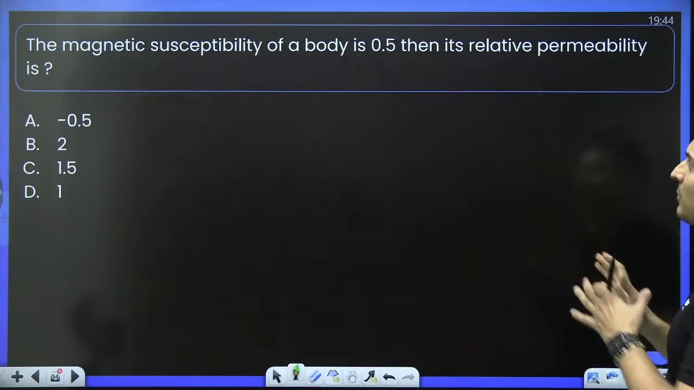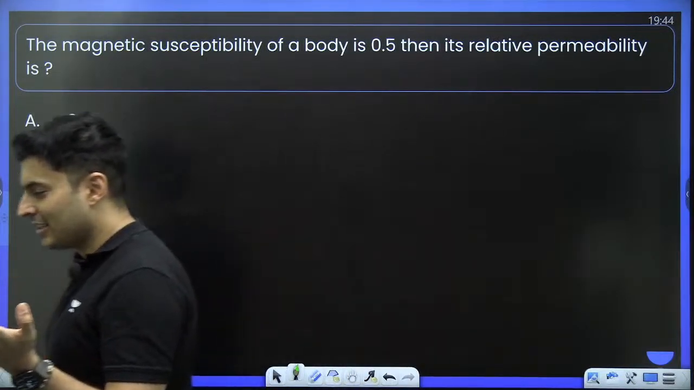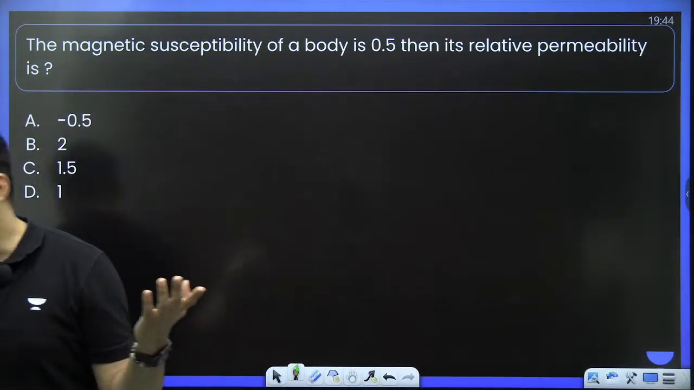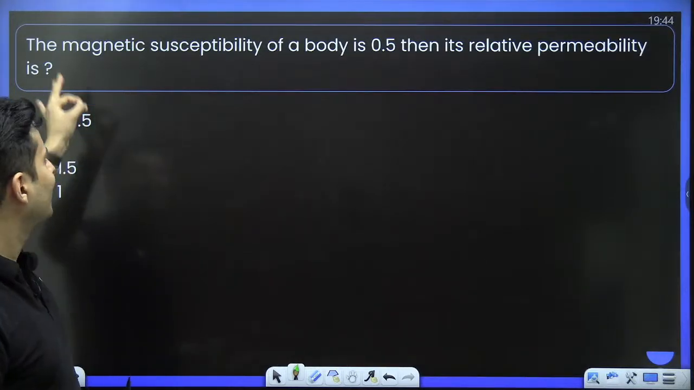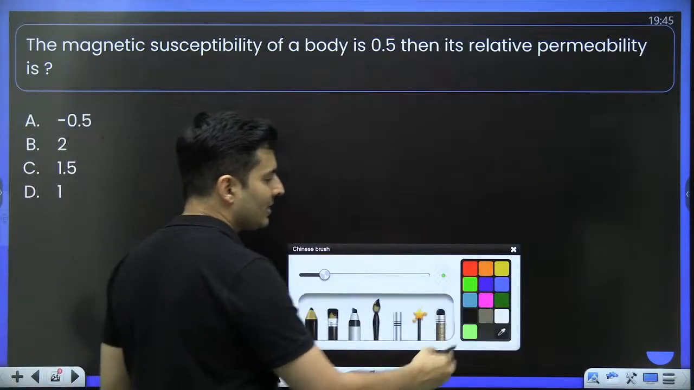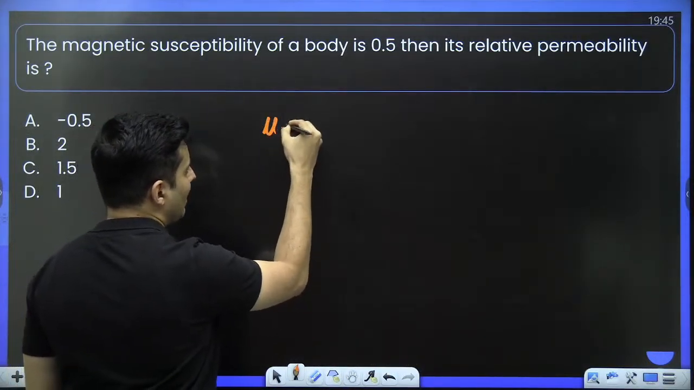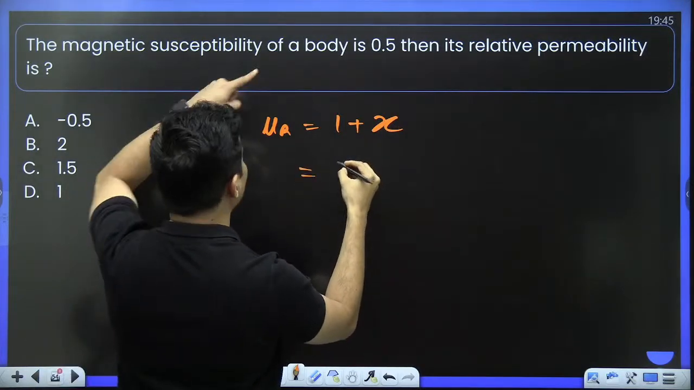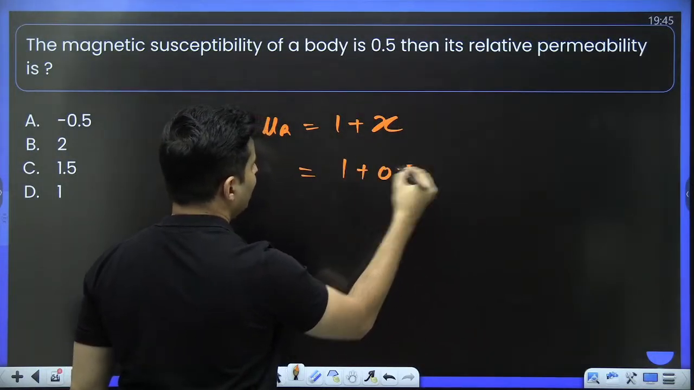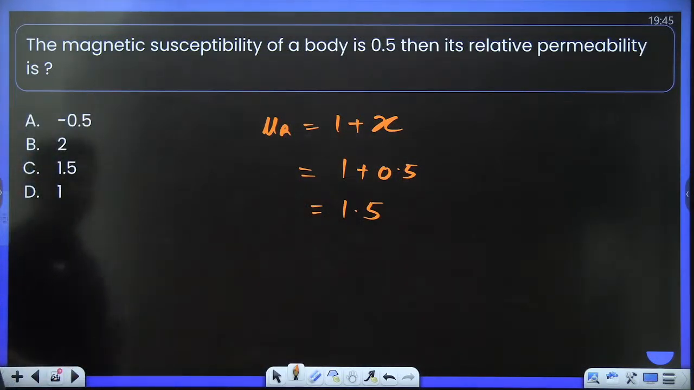The susceptibility is 0.5, then the relative permeability is, okay, come on, reverse question. The relative permeability is asked. Susceptibility is given. This can't get any simpler. Relative permeability is 1 plus chi. So susceptibility is 0.5, so this will be 1.5. That's all. Where is 1.5?